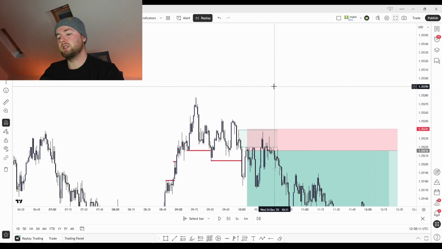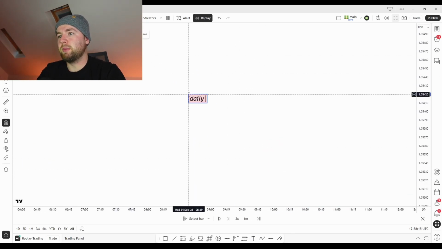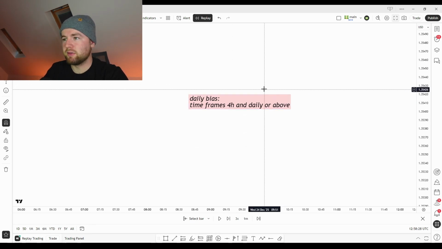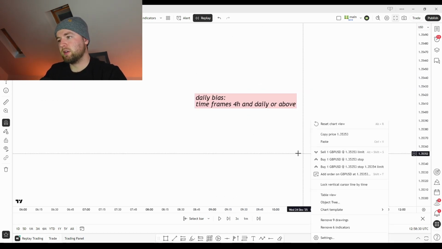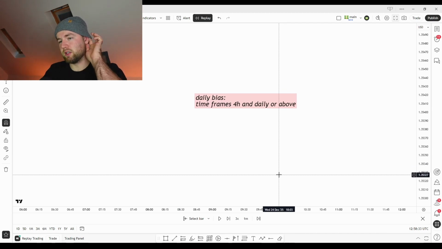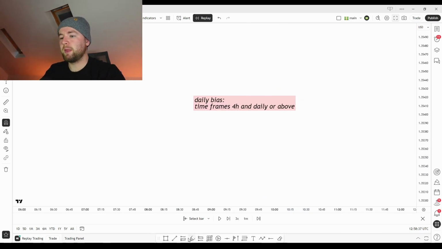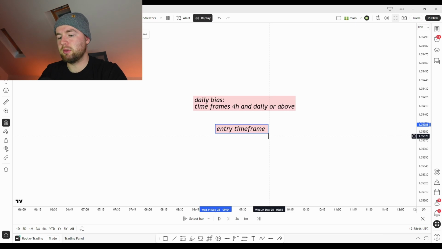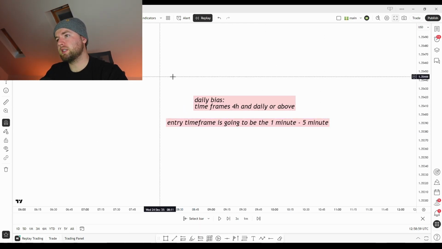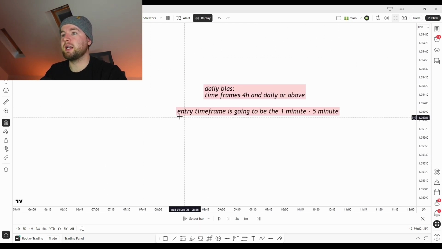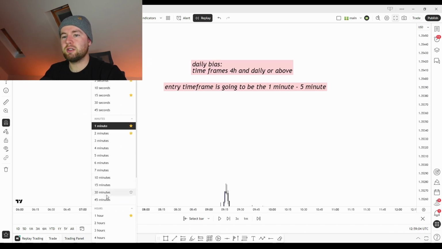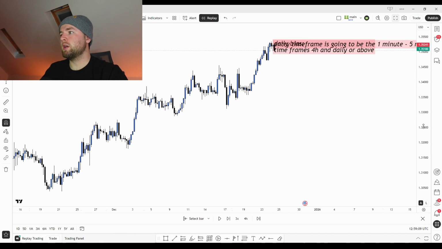It's not difficult. Okay. Next, we want to look for the daily bias. All right, time frames for this are the 4 hour and daily or above. I never use above that because it's pointless. You're never really going to catch a trade and hold it for a week. We're only holding trades for like an hour max. Okay, and then of course your entry time frame. Entry time frame is going to be the 1 minute to 5 minute. All right, beautiful stuff. So that's how you find daily bias, and then that's your entry time frame, of course.